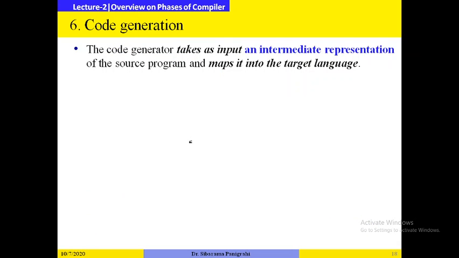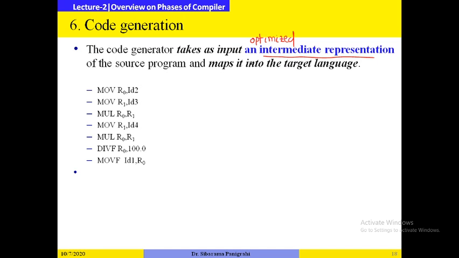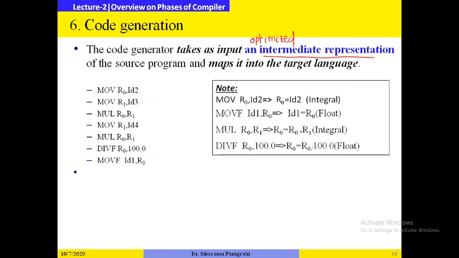So next is code generation. The code generator takes as input an intermediate representation, which is the optimized intermediate representation. The intermediate representation is produced by intermediate code generation and optimized by the code optimization phase. Then it takes the optimized intermediate representation of the source program and maps it into a target language. Now in our example, we have taken SI equal to PTR by 100, or SI equal to PTR by 100.0 after it has been optimized.